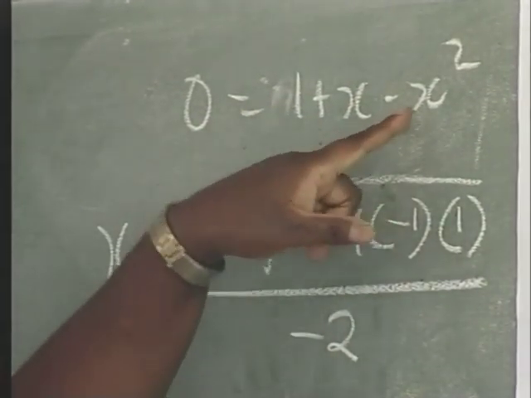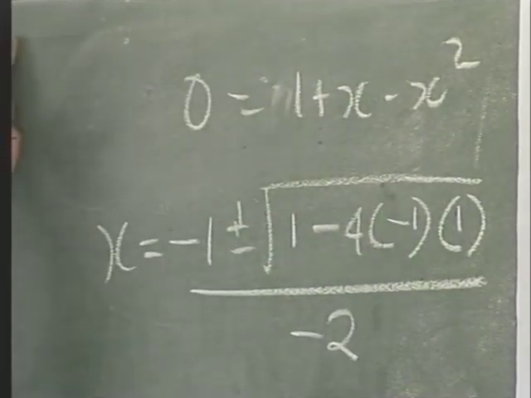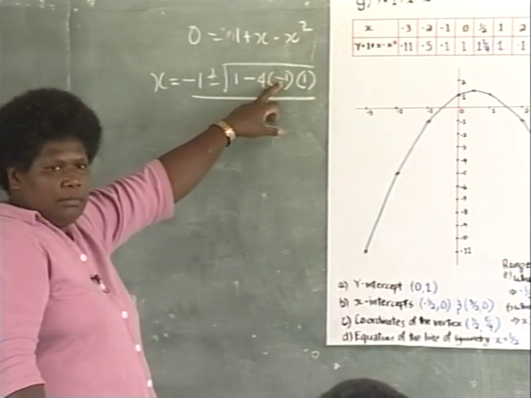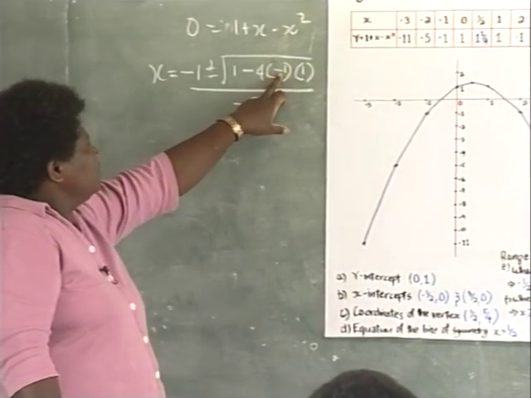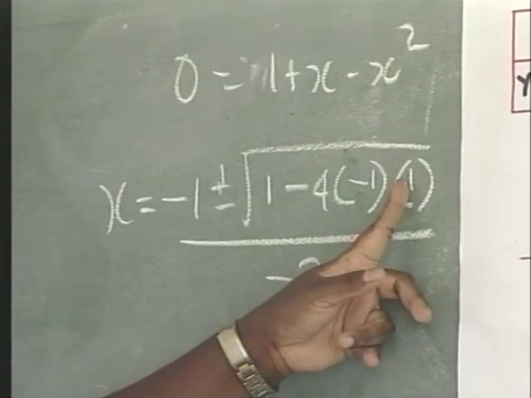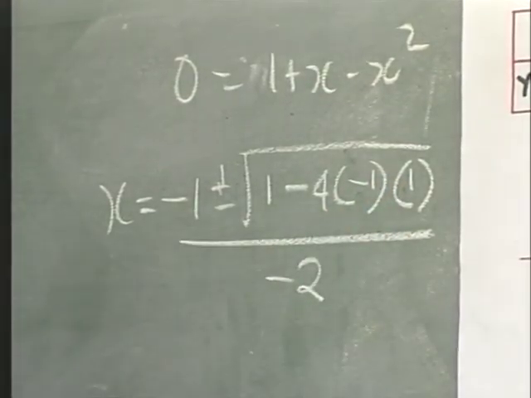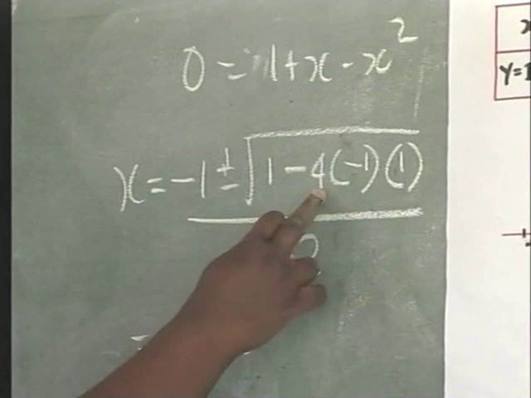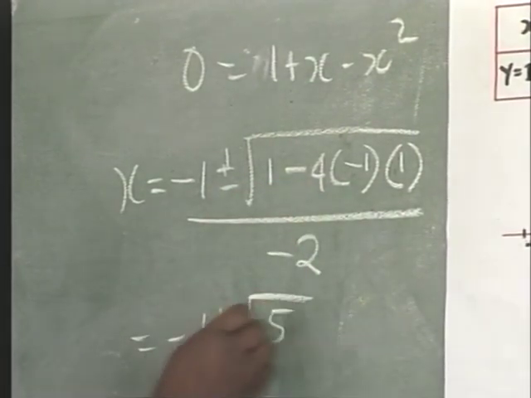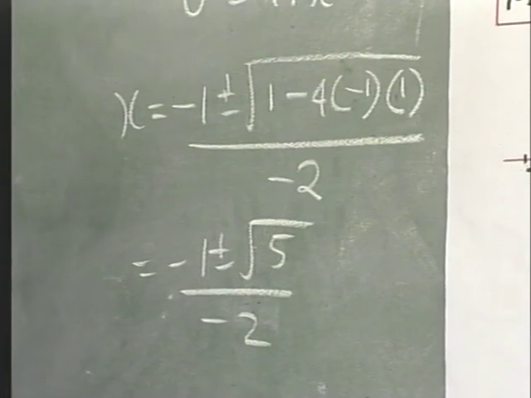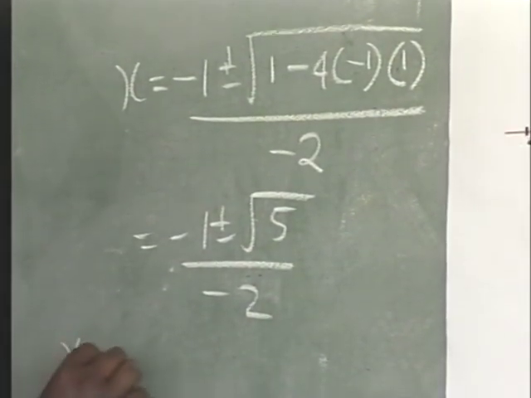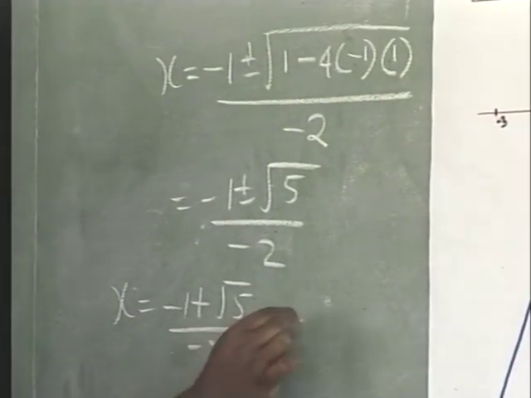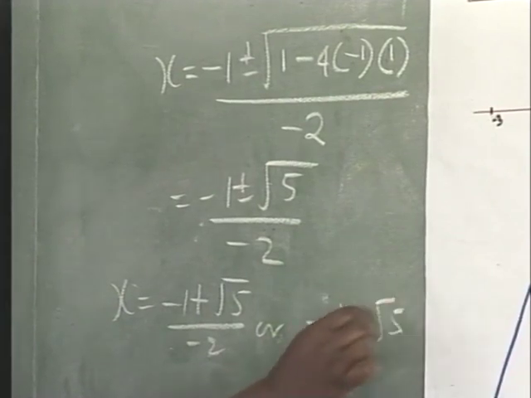If you wanted to, you could actually change this equation over to the other side, and this one will be positive, and this one will also be positive. Okay, this will be negative. What happens is that you will still get the same answer. Minus 1 plus or minus the square root of 1 minus negative 4 will be 5, over negative 2. Okay, we are going to get 2 answers. One will be minus 1 plus root 5 over negative 2, or minus 1 minus root 5 over negative 2.